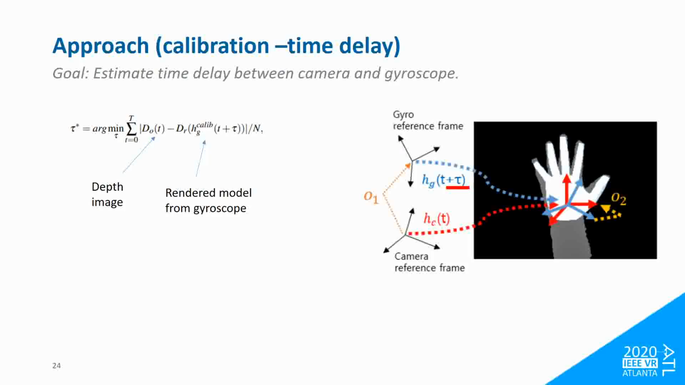Next, we estimate the time delay between the camera and gyroscope. To do this, we repeatedly rotate the hand for a period of time with fixed translation and finger parameters. We use the depth images from the depth camera and render the hand model from the gyroscope. So we can estimate the optimal time delay, minimizing the sum of errors. Finally, we get the pose offset and time delay between the depth camera and gyroscope.